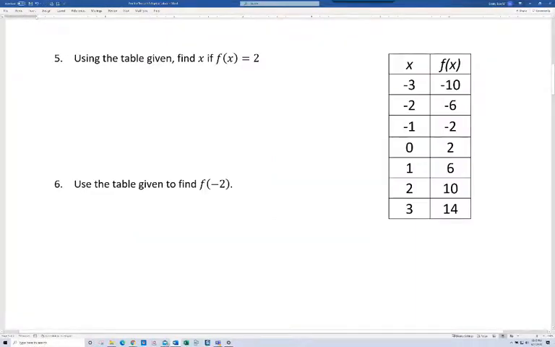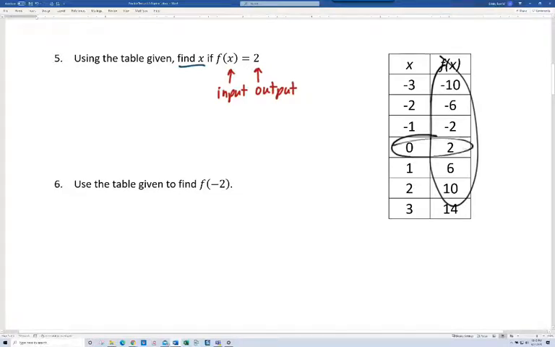So here it says, using the table given, find x if f of x is 2. So we have a function here. We have inputs, or x values, and outputs, which are f of x values. And so we're supposed to find x. Notice x is an input, which would indicate they must have given us the output. Well, the output is 2. So notice these are our outputs. Where do you see a 2? Well, that would be right here. And so x would be 0.